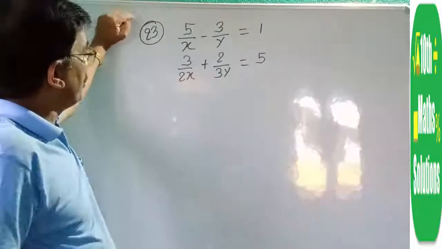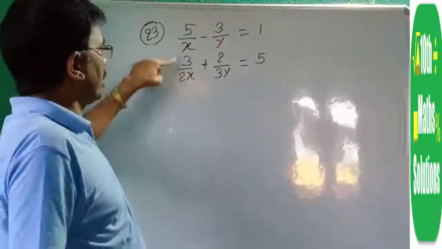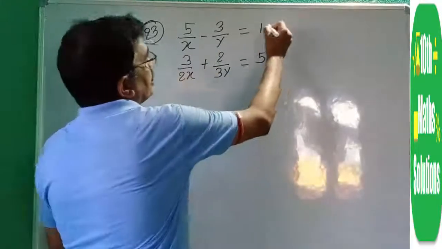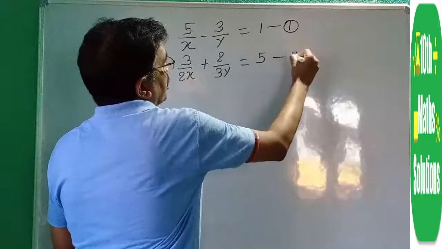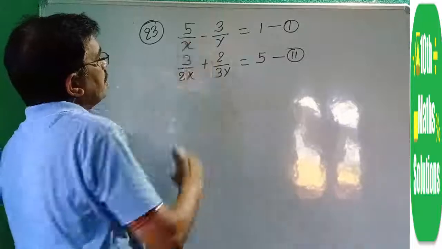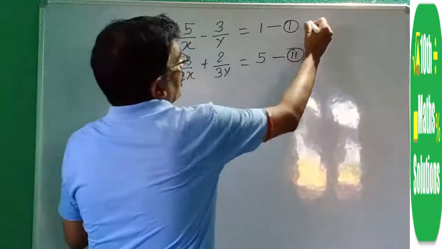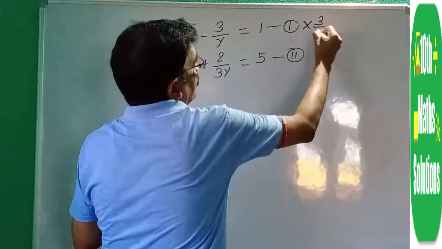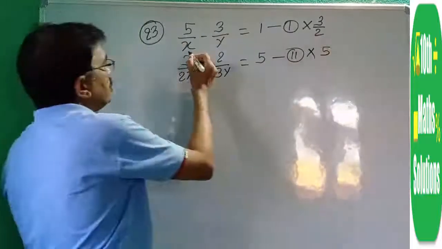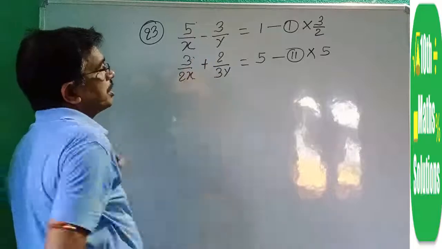Now see question number 23. Here is 5 by x minus 3 by y is equal to 1 and 3 by 2x plus 2 by 3y is equal to 5. Dear student, it is the first equation and here is the second equation. Here is 5 by x, here is 3 by y. The coefficient of this term is 5 and the coefficient of this term is 3 by 2. So we multiply this equation by 3 by 2 and here multiply by 5, because here is 1 by x, the coefficient is 5, here is 1 by x, but the coefficient is 3 by 2.